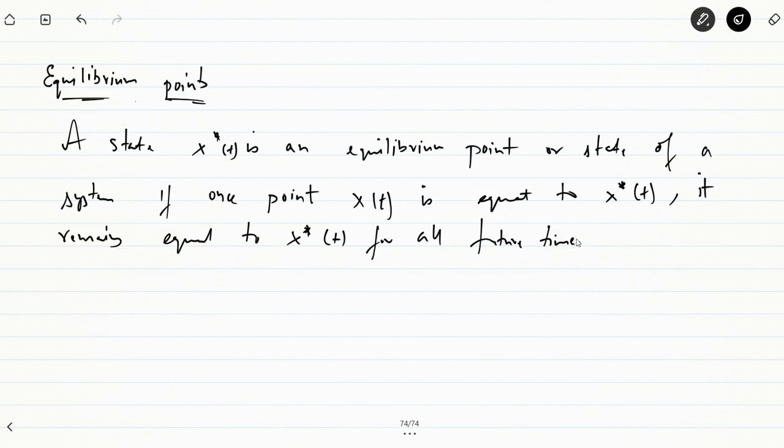After this your system will actually remain in this state forever, that means it is constant. Mathematically that means that the derivative of the system will be equal to 0 at this point. So f of x star will be equal to 0. x dot(t) is equal to f of x star, that means this will be equal to 0 once we obtain this system state.